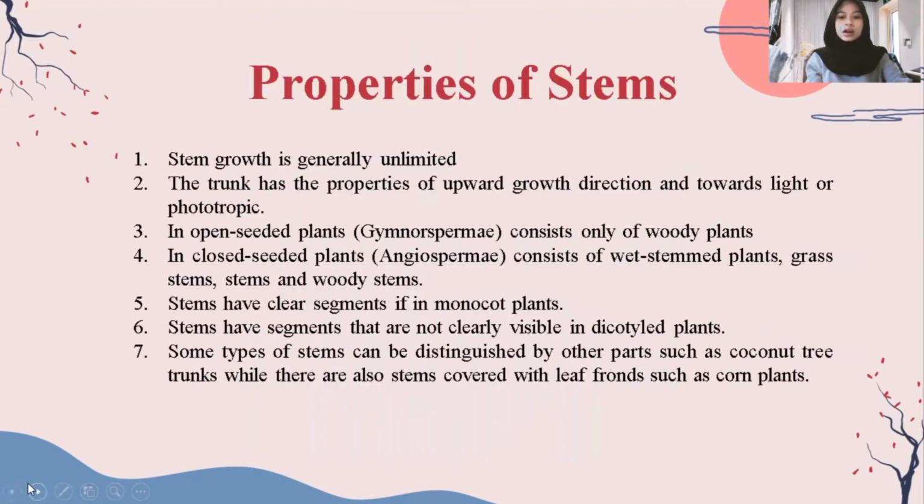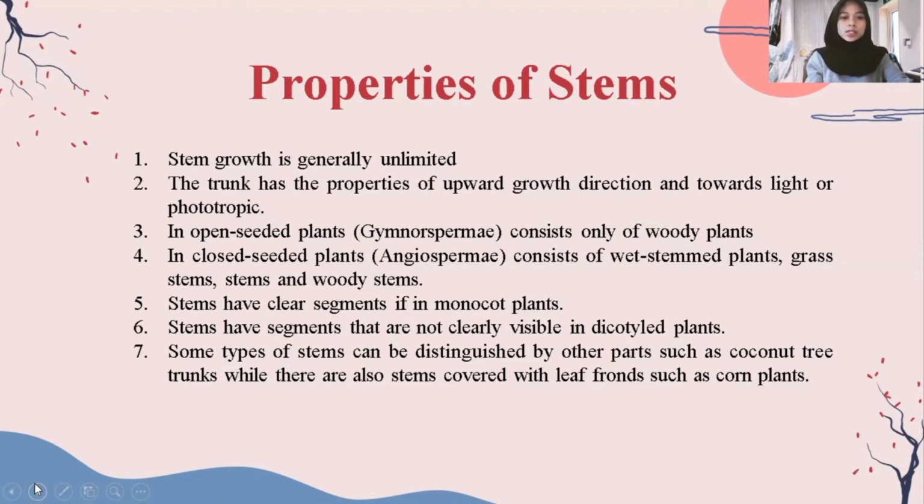And then there are properties of stem. The first is stem growth is generally unlimited. The trunk has the properties of upward growth, toward light, or phototropism. In open-seeded plants, gymnospermae consists only of woody plants. In closed-seeded plants, angiospermae consists of herbaceous stems, grass stems, and woody stems.